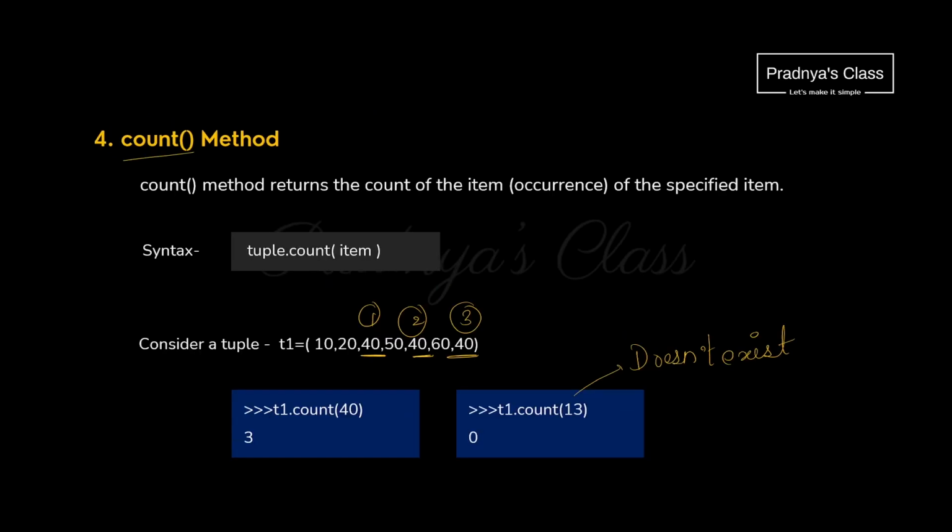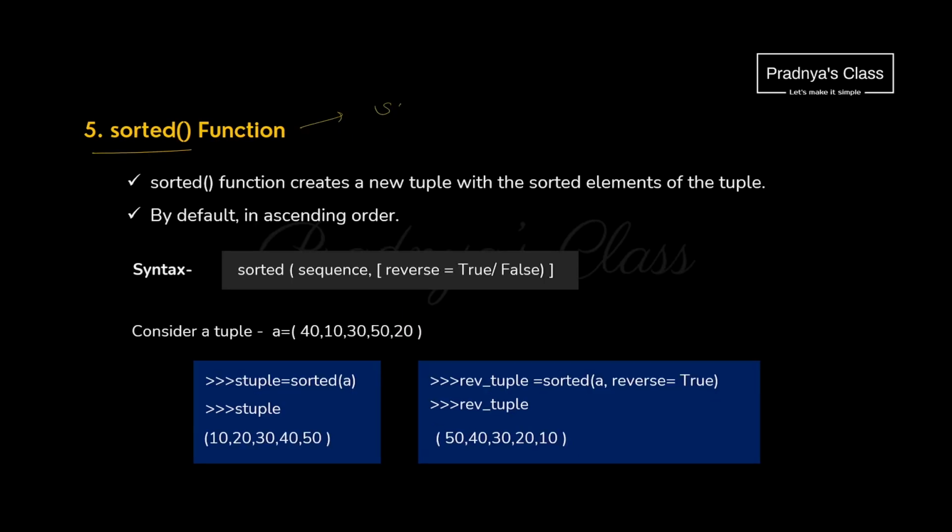Here is the method count. These also we have discussed in case of string and list. It will count the number of occurrences of the element. 40 is present 3 times in this tuple. If the element doesn't exist, we will get 0. There is one more method named sort, but it will get applied on list. As list is mutable, it will change the original list, but that cannot get applied on the tuple.